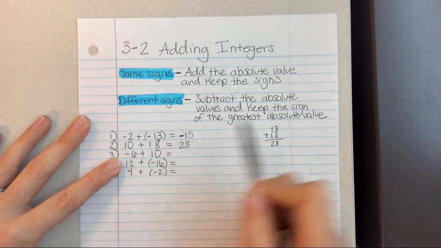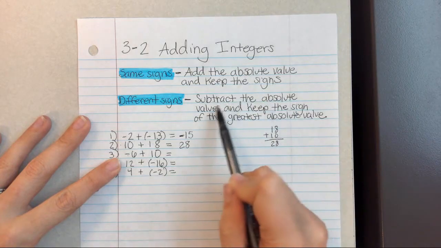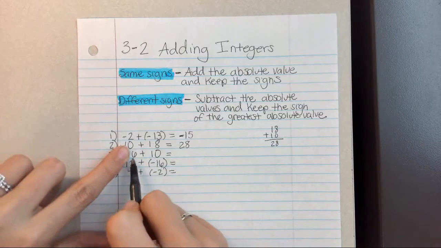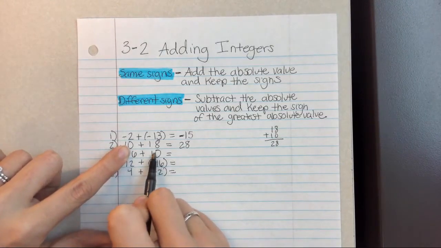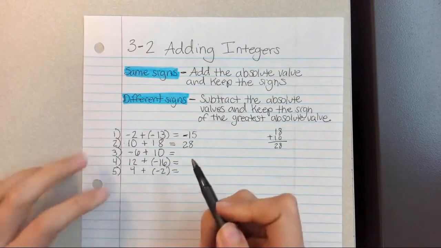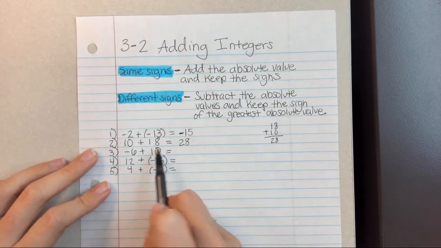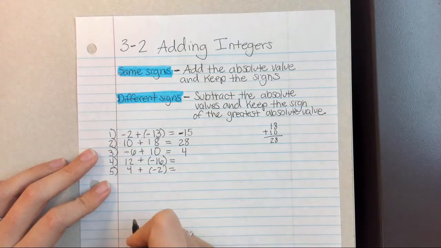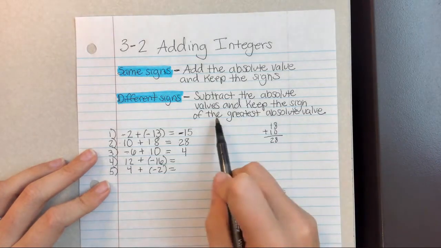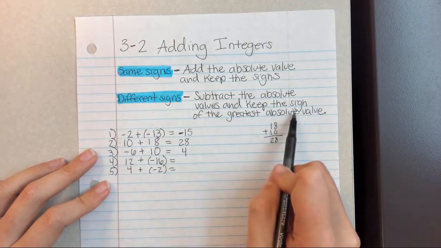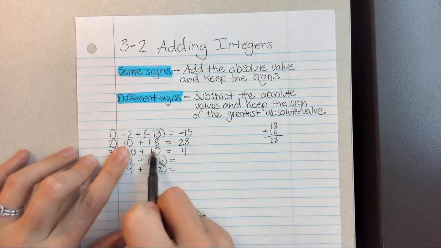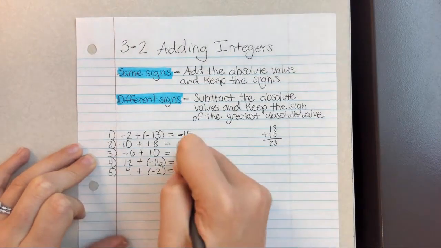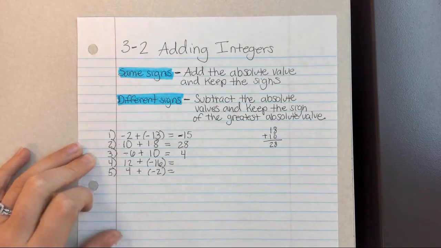Now, the other ones are all with different signs, a negative and then a positive. And so with this, you're going to subtract the absolute values, and when you do this, again, don't look at the signs, just look at 6 and 10. Always take the largest minus the smallest. 10 minus 6 is 4. And then it says keep the sign of the greatest absolute value. Well, 10 is bigger than 6, and 10 is positive, so your answer will be positive.